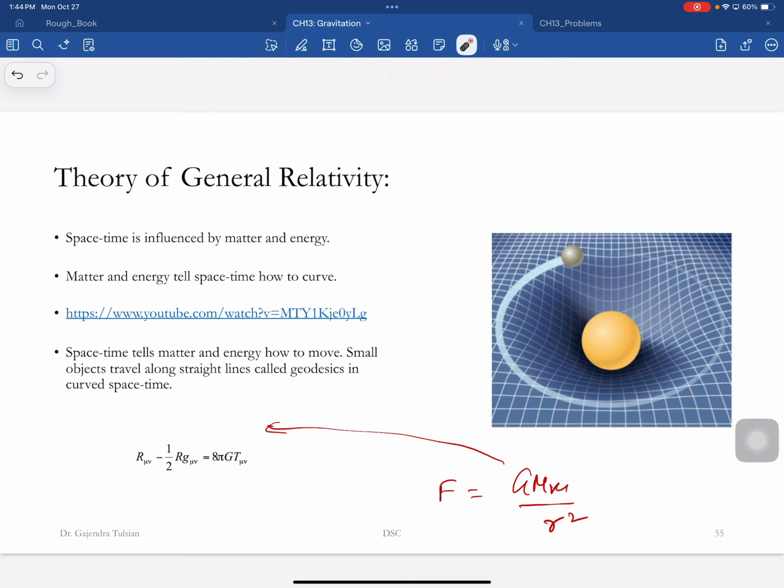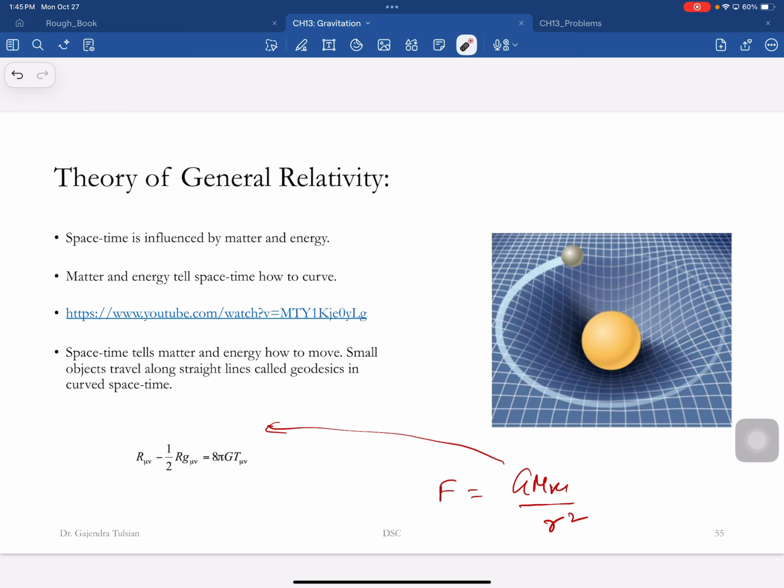And what this equation tells you is, this is related to how space-time is curved. See this curvature? How space-time is curved. And this term is related to the matter distribution, or matter and energy distribution. So what this equation is telling you is, matter and energy tell space-time how to curve. So you see the sun has curved this space-time, and the earth is just going.